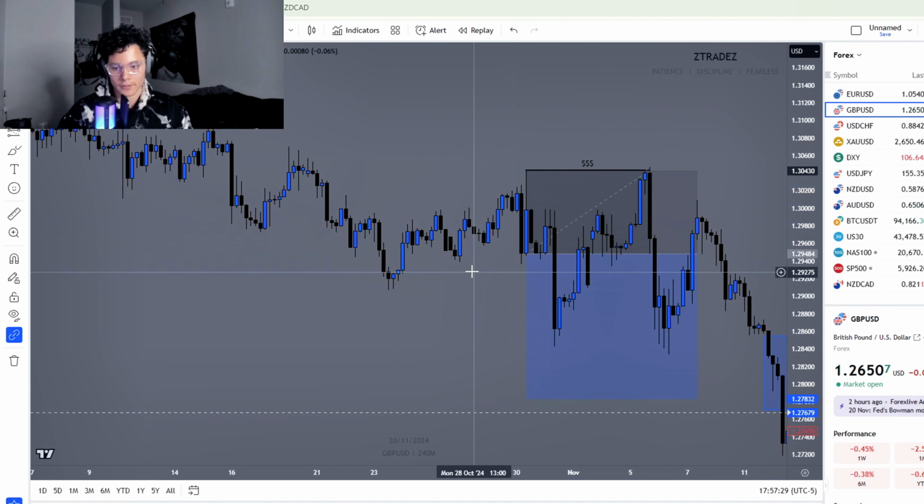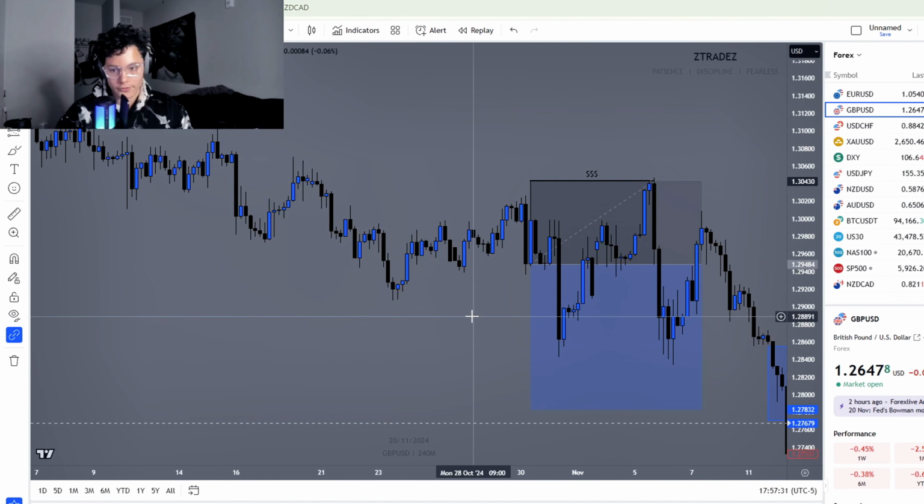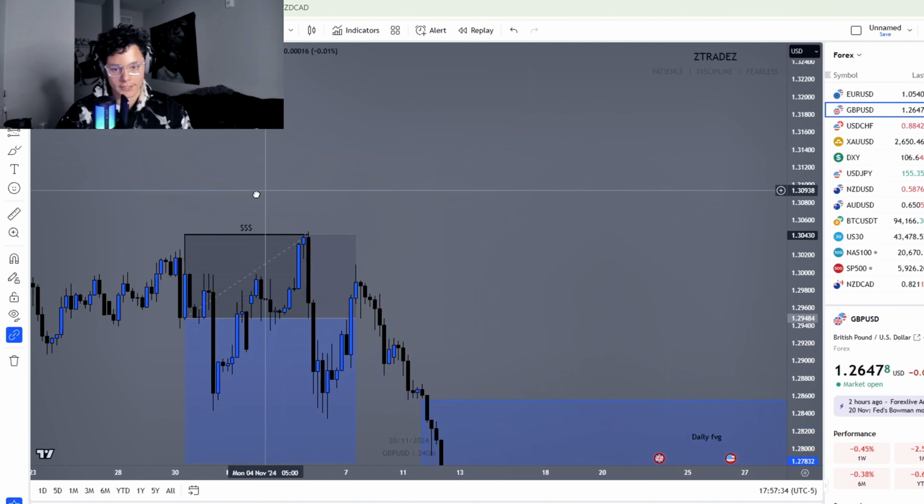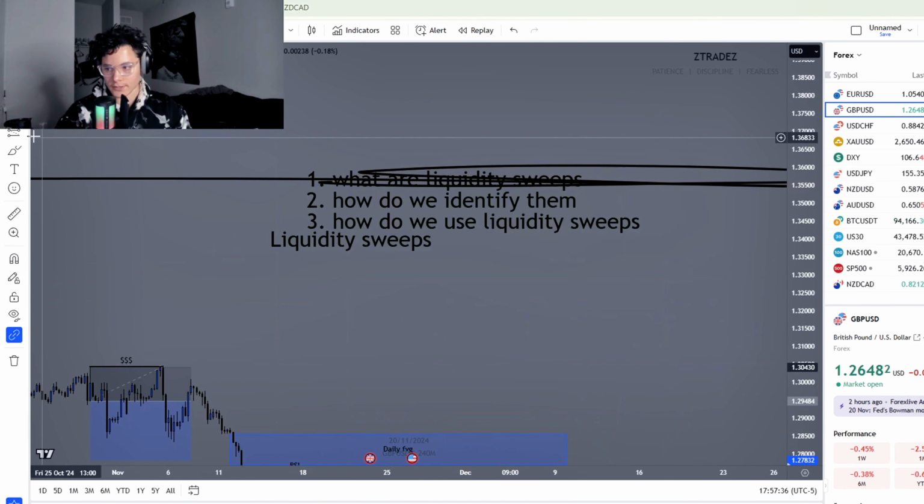I guarantee you there's a higher time frame imbalance below here that needs to get inverted first, or, like I said, simply a high needs to be taken. So that's very simple to understand. So I'm going to cross that off.